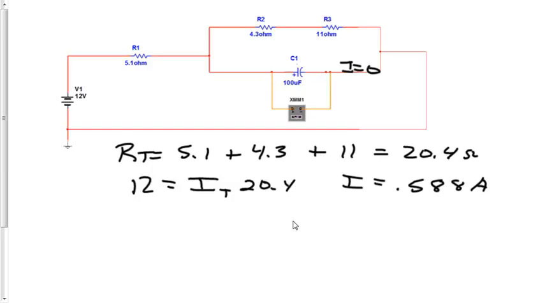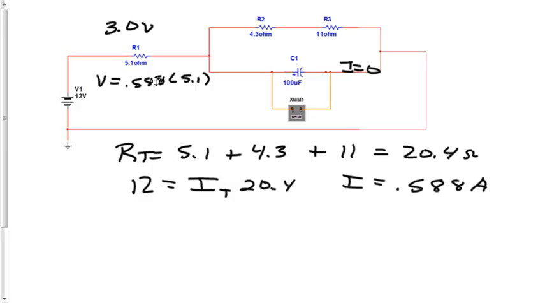Okay, so I want to find the volts across this resistor here. So I'm going to say V equals IR again, so V equals 0.588, and I'm going to multiply that by the resistor's value of 5.1. And then I'm going to get a value of 3.0 volts. That will be on this resistor here.